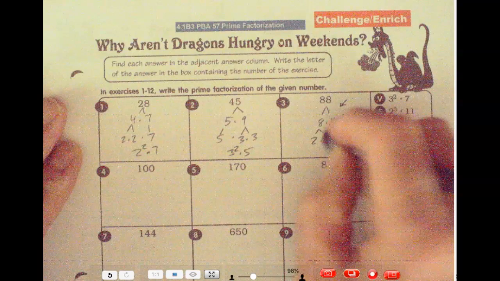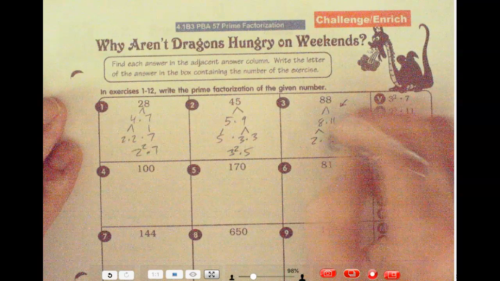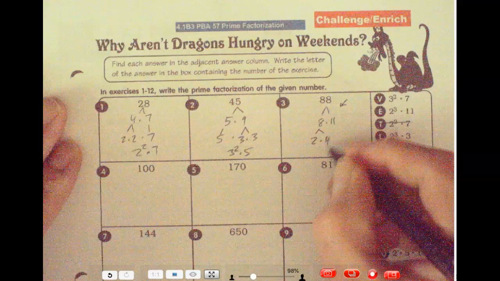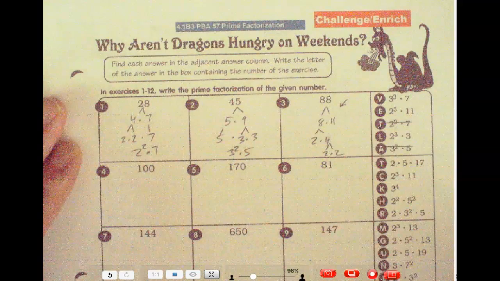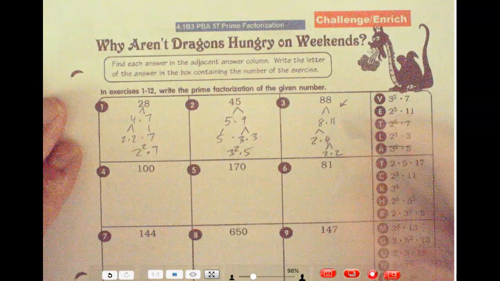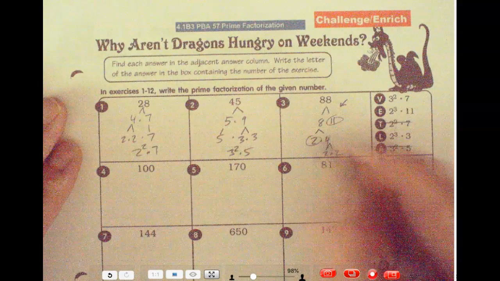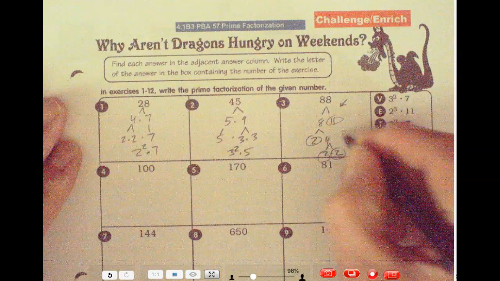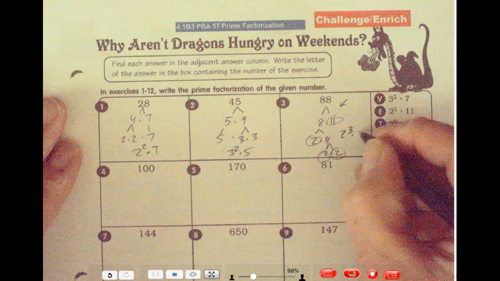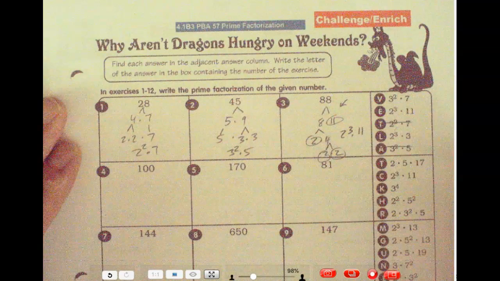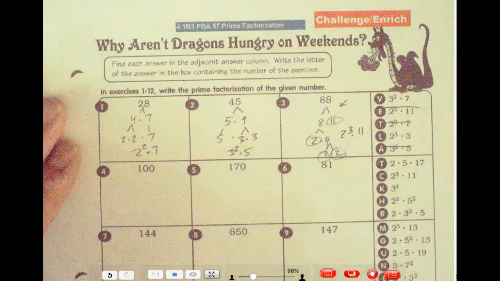I was thinking about how I'm going to teach you this. And this one here, 4 can be broken down into 2 times 2. So this is another way of doing prime factorization. You just stop when you have a prime number. And so you can see that this is 2 to the third times 11. This is not really my choice of the way to do that.